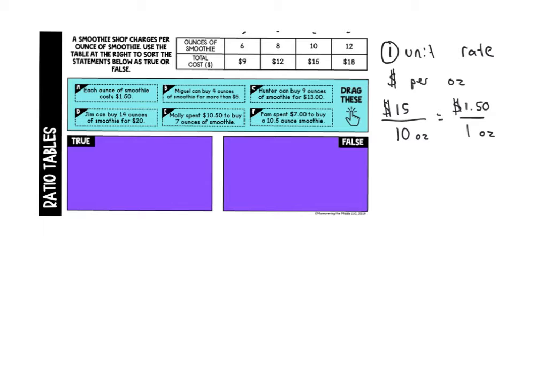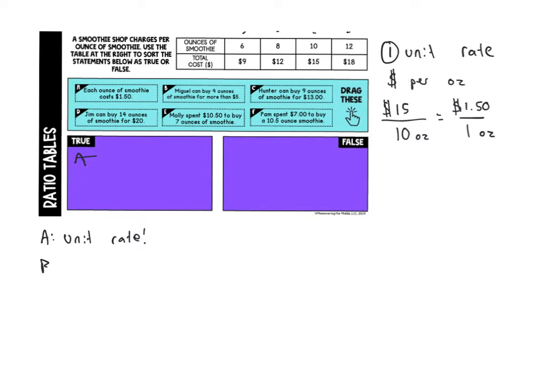Let's start with A. Each ounce of smoothie costs $1.50. Well, that's our unit rate. And that's a true statement, 1 ounce for $1.50. So we can mark that as true. You would drag and drop it on this app I'm using. I can't, so I'm just going to put A under true.